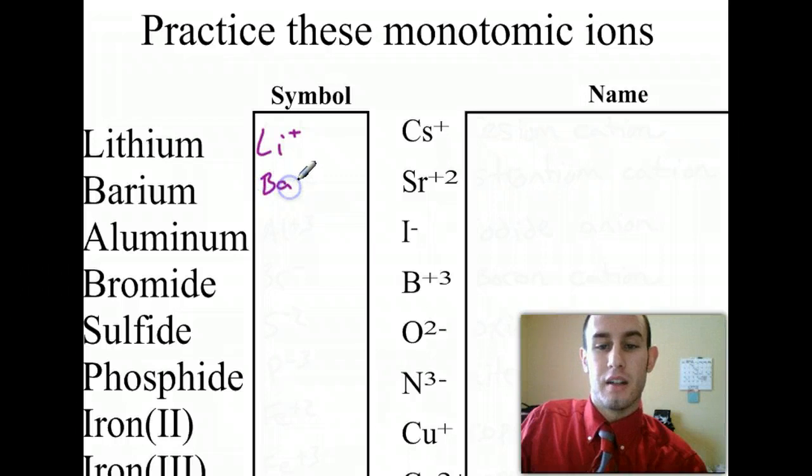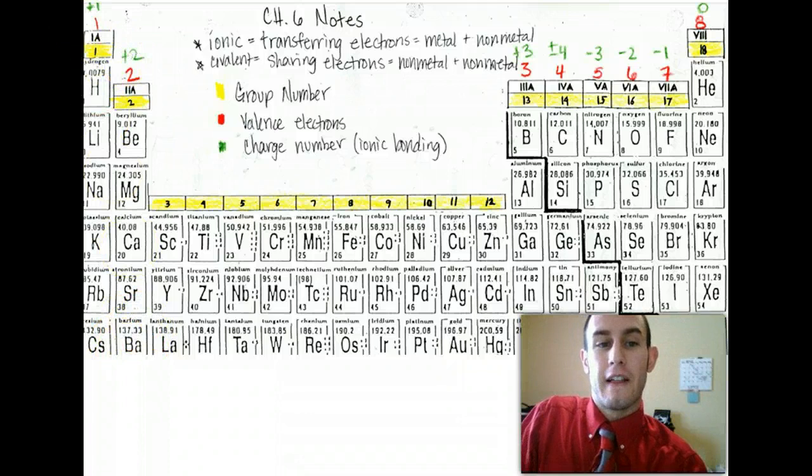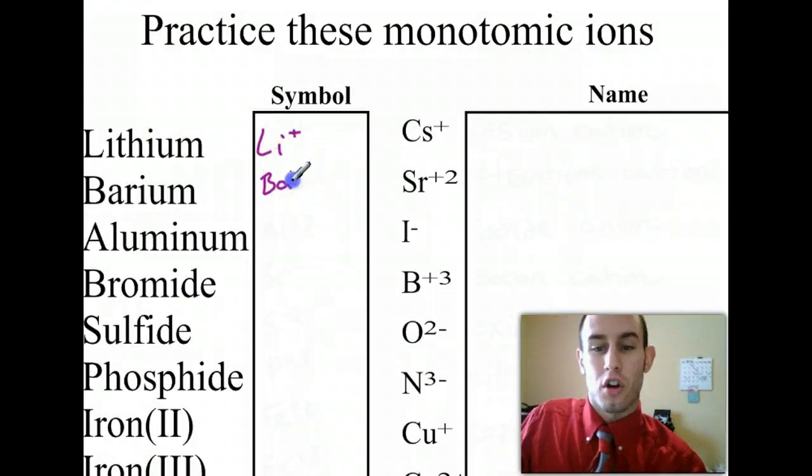Barium. Again, barium. Not sure exactly what barium's charge is, so I'm going to jump to my periodic table here, find barium on the periodic table. It's right down here. Look up, +2. It's a +2 charge. And it's pretty much straightforward for all of these.